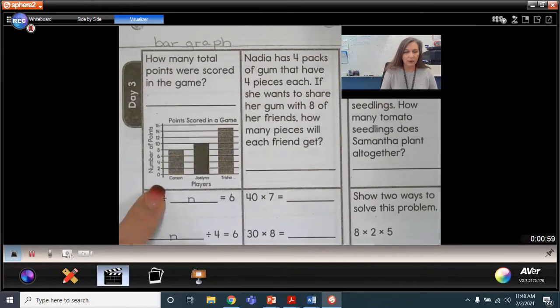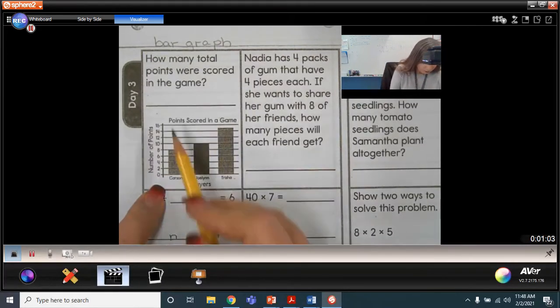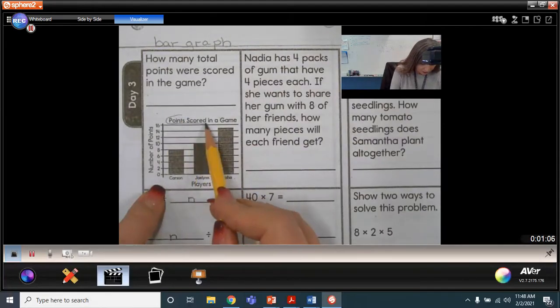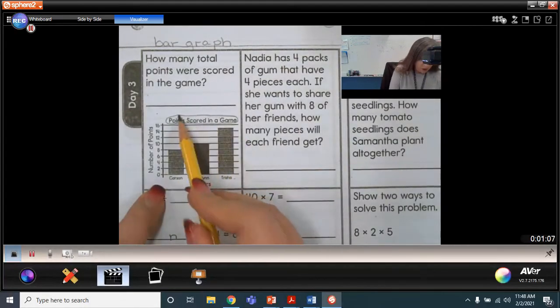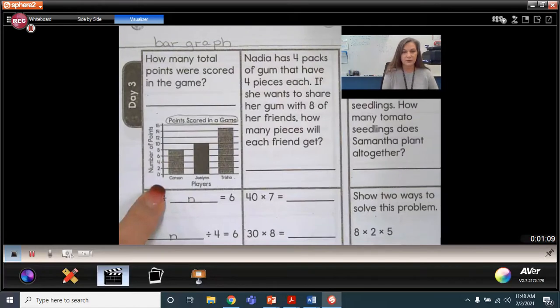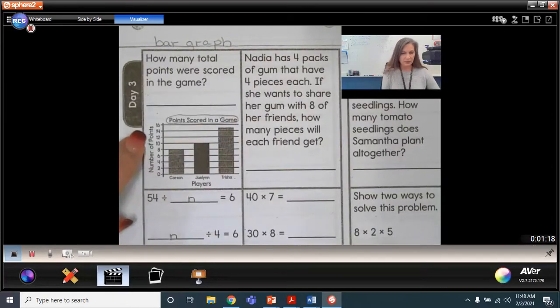Now, some important information to look at on a bar graph is, first, the title. We always want to make sure we know what the title of our graph is. So here it says points scored in a game. So we have the number of points, which is part of our scale. And you'll notice that our scale, we call these numbers a scale, and they're going by twos.